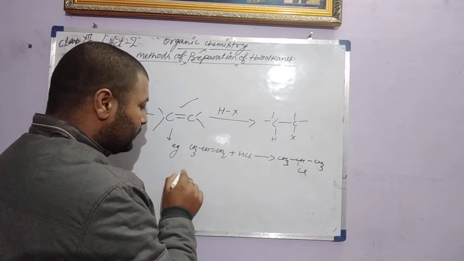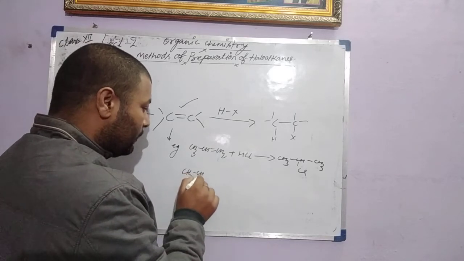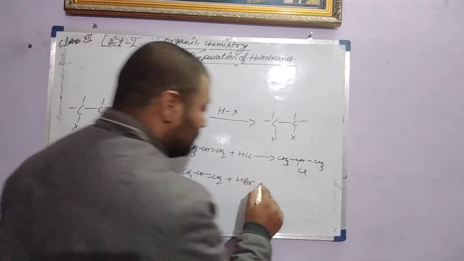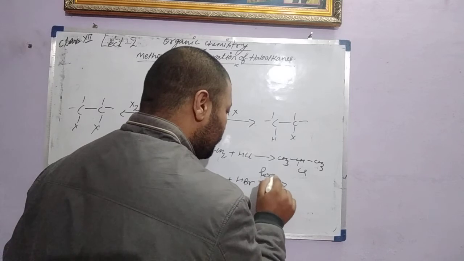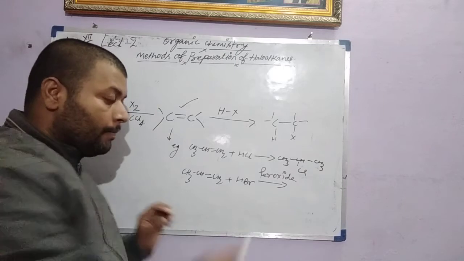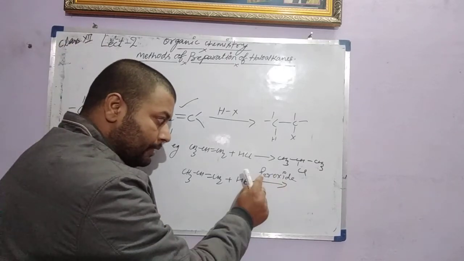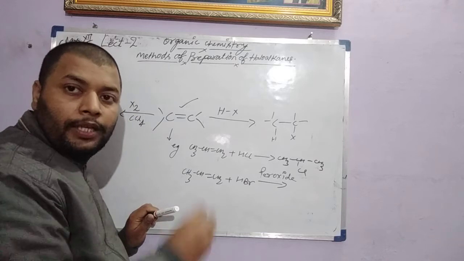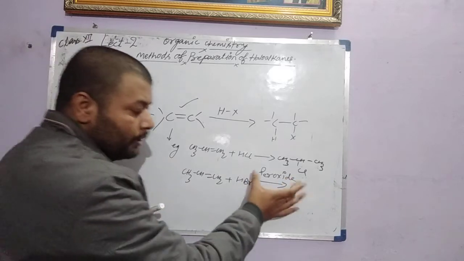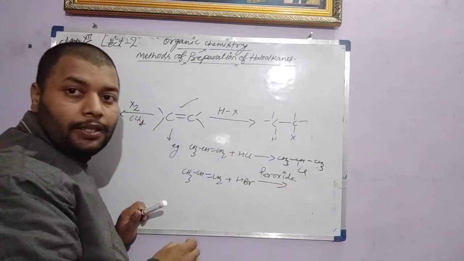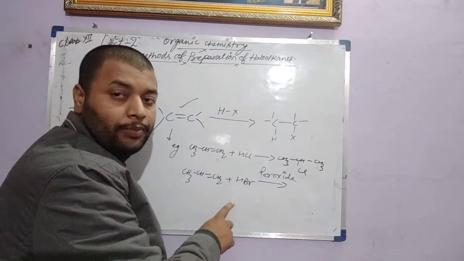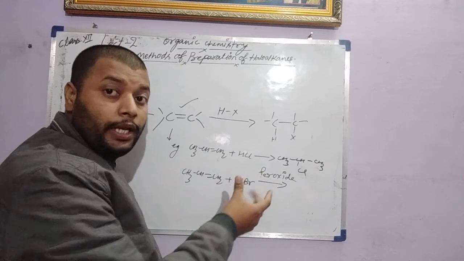Anti-Markovnikov means, in the case of an unsymmetrical molecule, if we are taking HBr in the presence of peroxide, it is always carried through a free radical mechanism. So in the presence of peroxide, only HBr responds for the addition reaction, not HCl, not HI. Only HBr responds for addition reaction and will go through anti-Markovnikov addition.